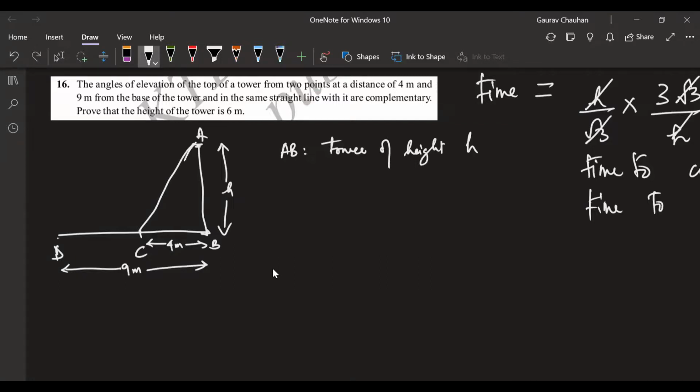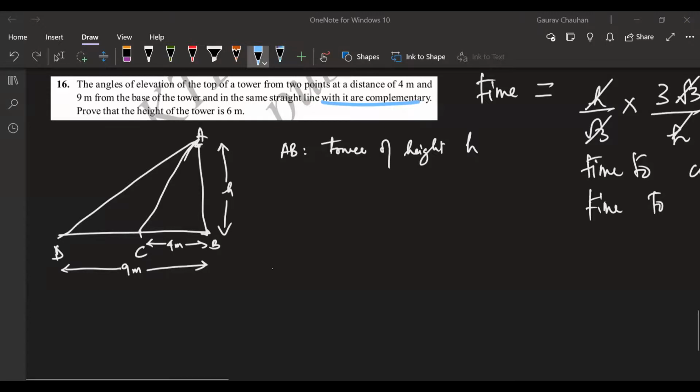And some angle is being formed. They're not telling us which angle. They are just telling us that the angles are complementary. If the angles are complementary, what does this mean? Yes, Dikshit is very right. It means both the angles sum up to 90 degree.